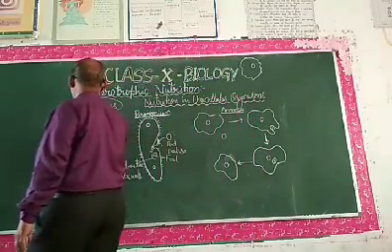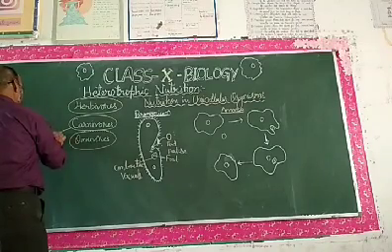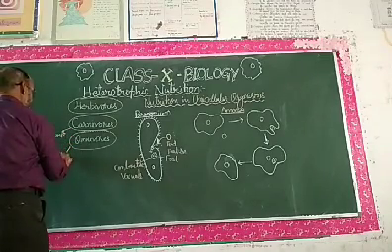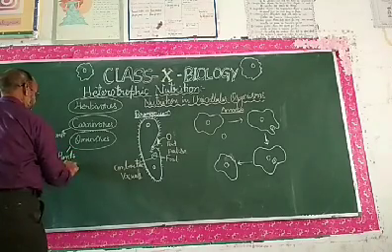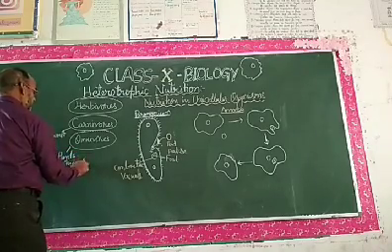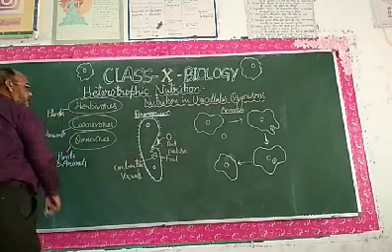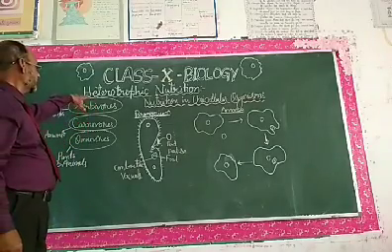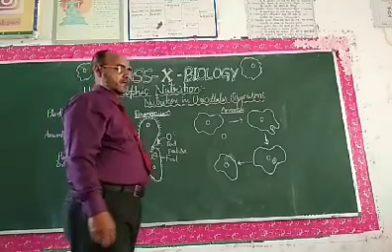Plants, animals, plants and animals both. So you have seen this categorization of the types of heterotrophs. These are the types of heterotrophs: herbivores, carnivores and omnivores.